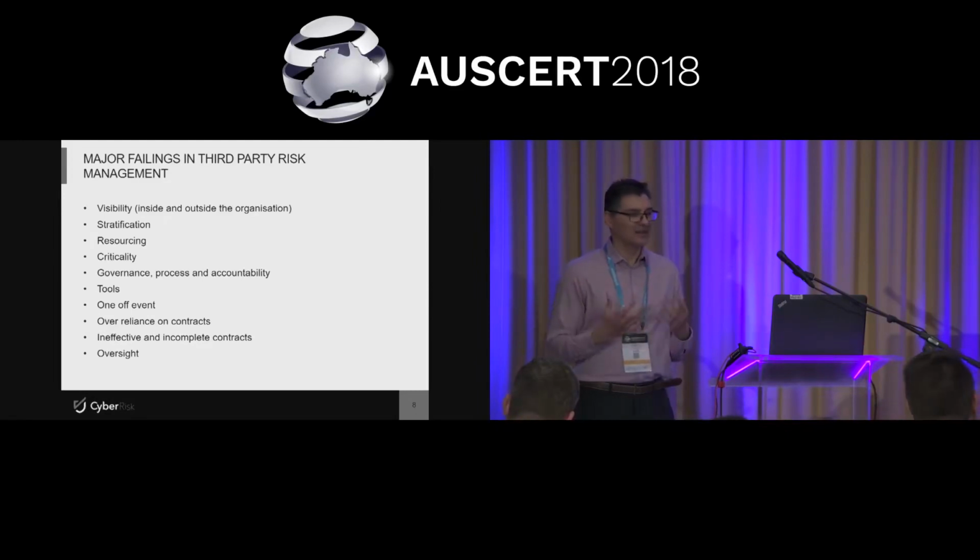Criticality. With a lot of third parties, there needs to be a way to assess how critical the third party's relationship is to your particular organisation, and I'll touch on that shortly. A lack of governance process and accountability. Often there's no ownership of third-party risk management within your organisation. There's no executive support. There's no process. So people don't often know what they're meant to do.